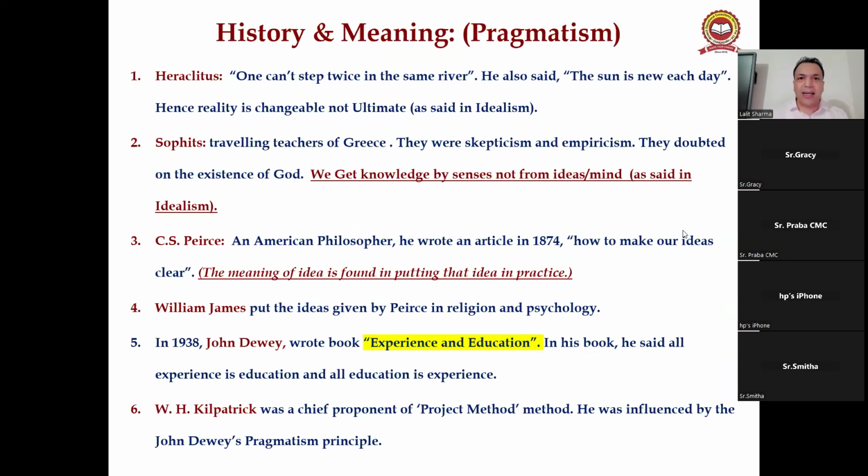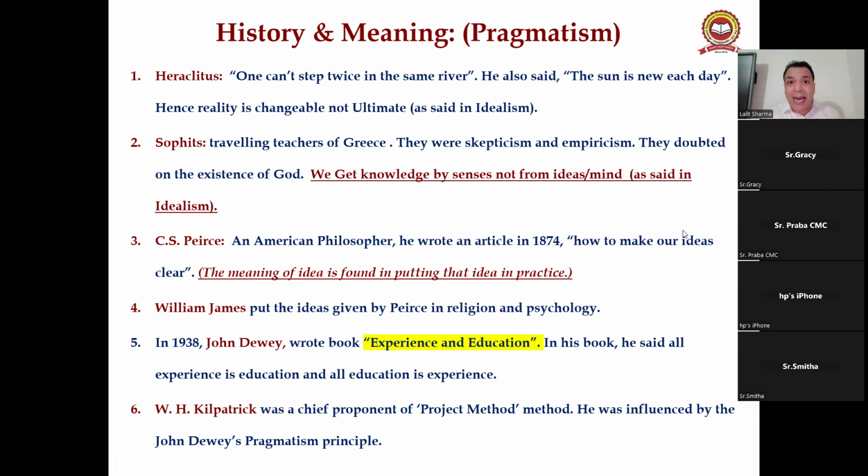Number second is the Sophists. Who were the Sophists? Sophists were the traveling teachers of Greece. They held skepticism and empiricism. Skepticism means having doubt about God, right? Empiricism means logical. They doubted the existence of God. They say that we get knowledge by the senses. Look ahead. Pragmatism says that we get knowledge by the senses, not from ideas.